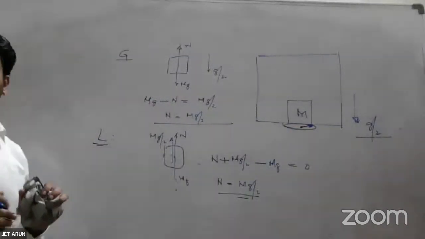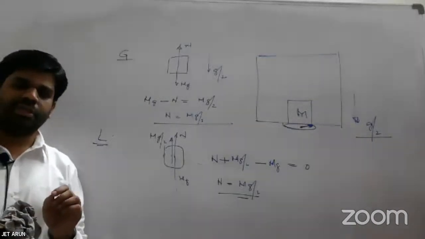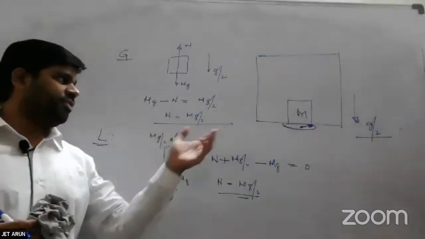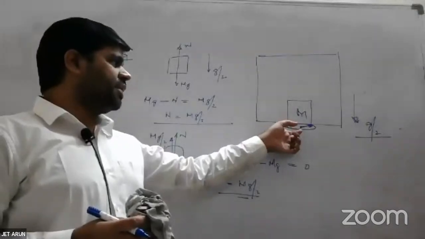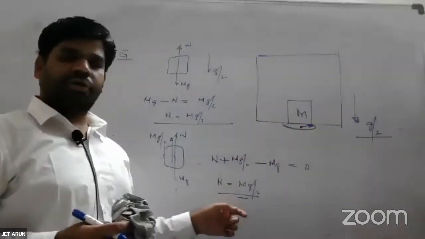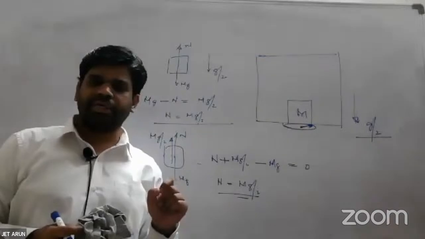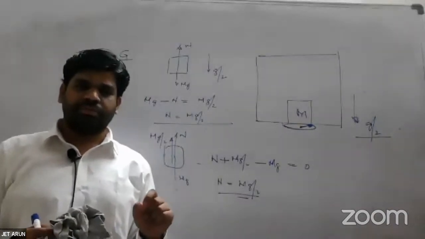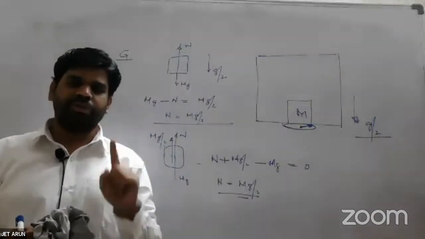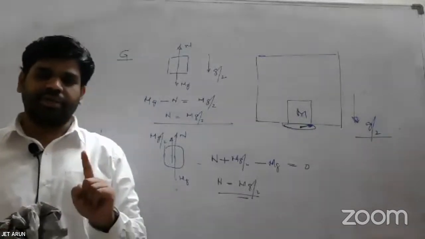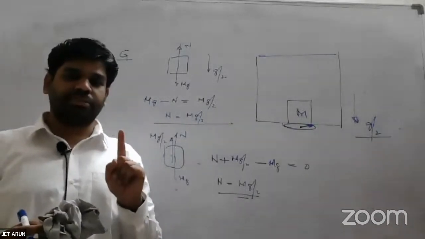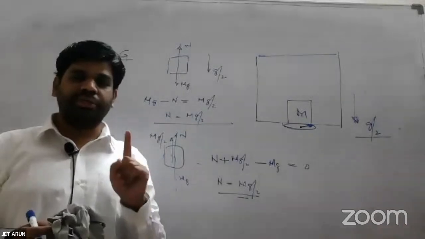A weighing machine measures normal reaction. A spring balance measures tension. If I keep a weighing machine there, it will not read mg, but it will read mg by 2. A weighing machine reads normal reaction. A spring balance reads tension in the string. All right. So always remember, a weighing machine will not read your weight, it will not read exactly mass into g.